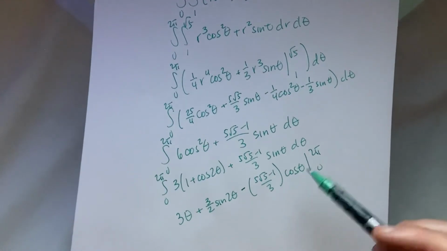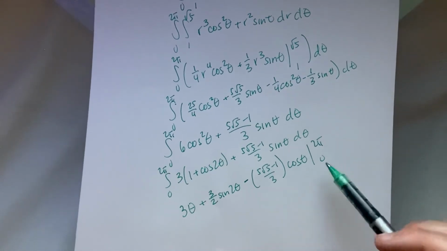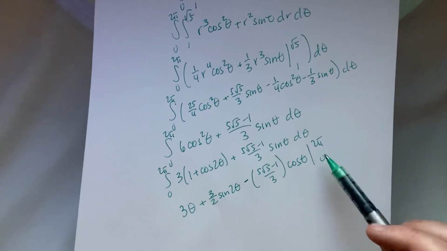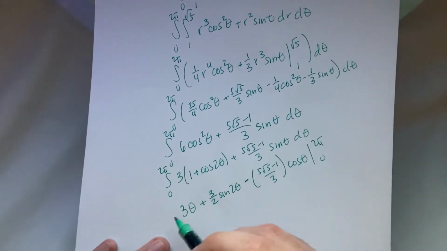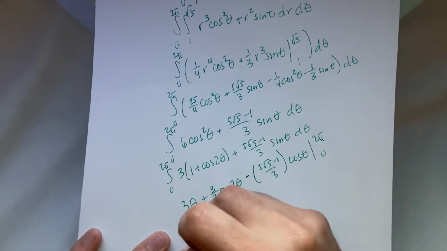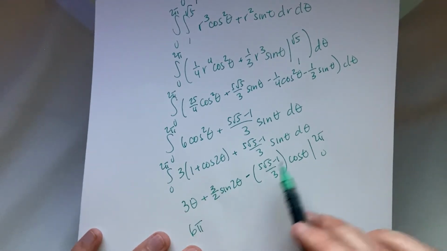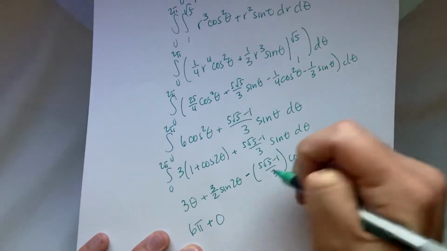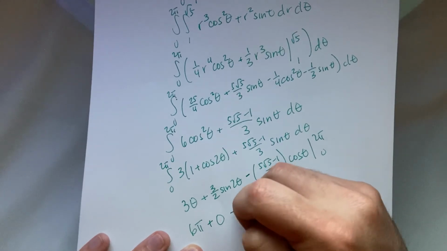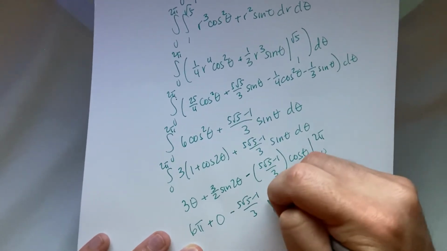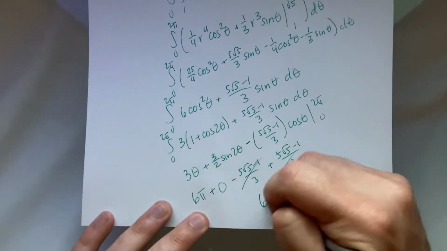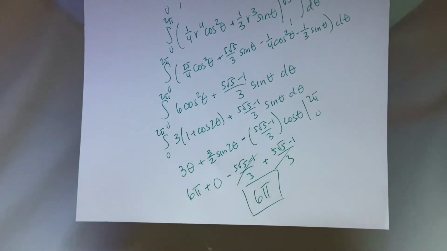Now, because cosine 2 theta is the same at 0 and 2 pi, this isn't going to matter. They're going to cancel each other out when I plug in both. So I really just need to plug these into 3 theta. So 3 times 2 pi, 6 pi. Similarly, sine of 2 theta is the same at both of these, so these are also going to cancel. Anyway, it's 0 plus 0. This would become minus (5 root 5 minus 1) over 3, and then plus (5 root 5 minus 1) over 3. So this whole thing is 6 pi. And that is all for 14.3.